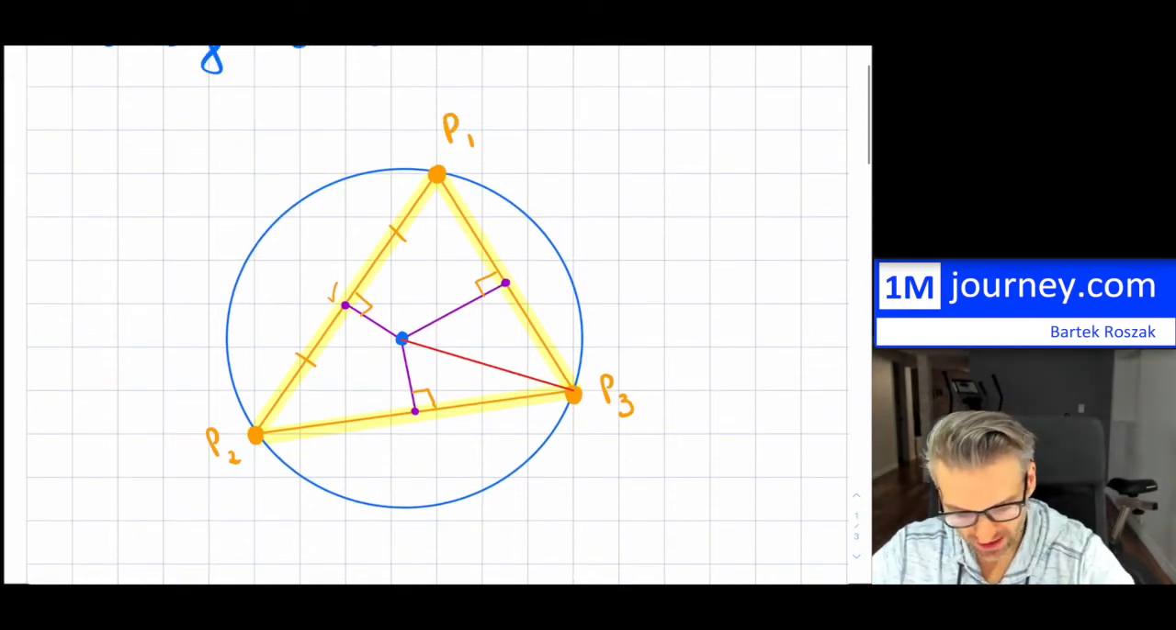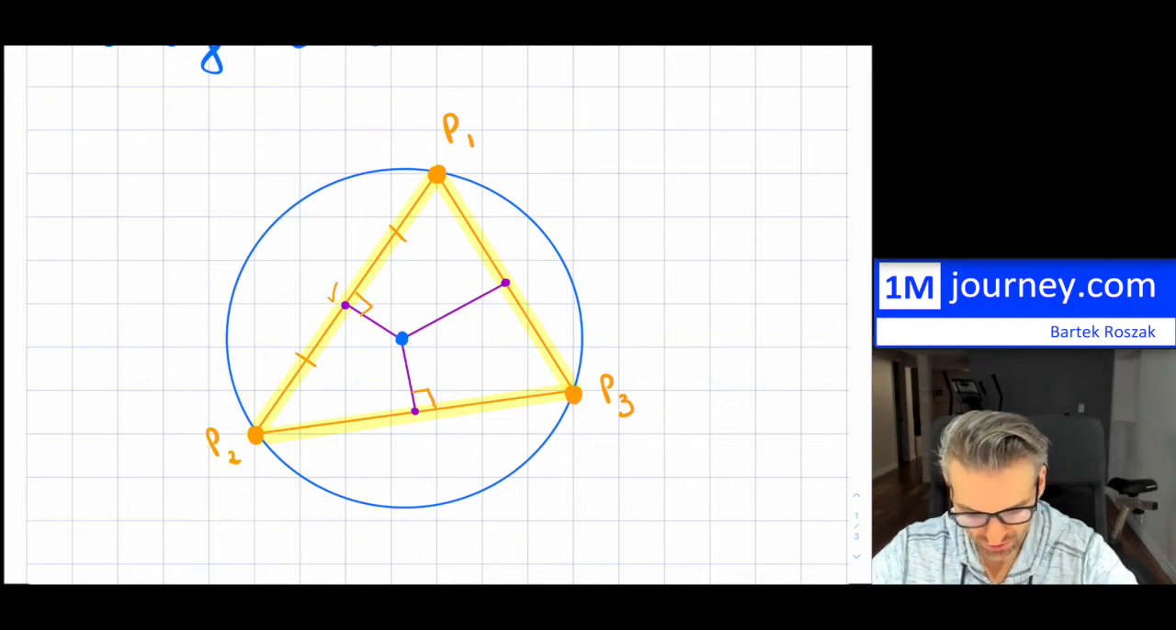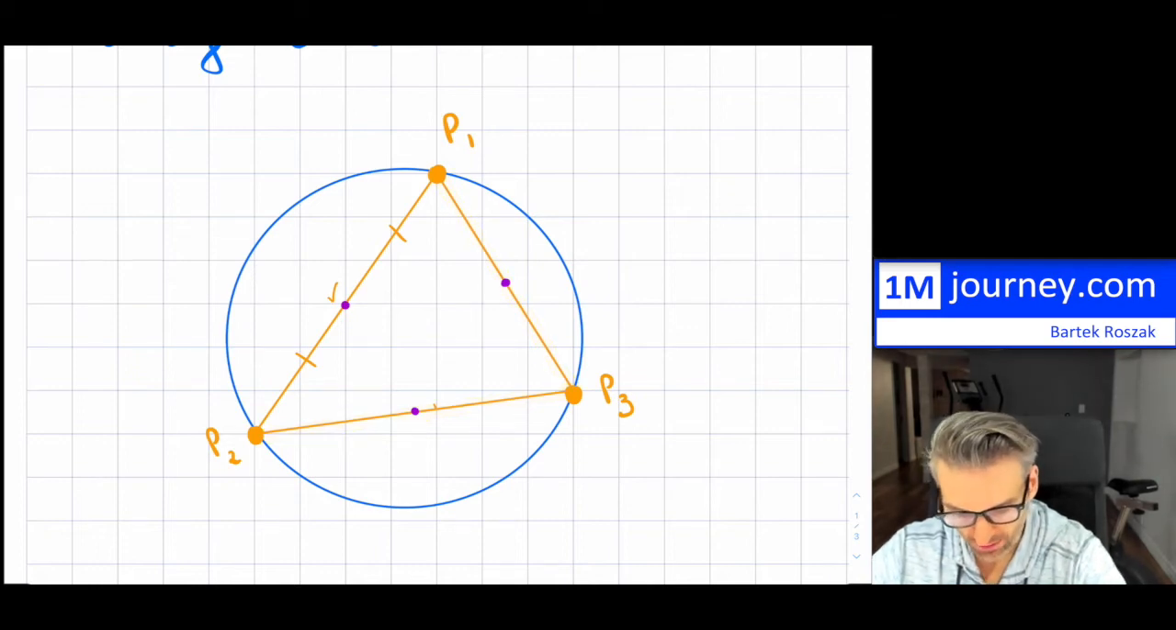I'm going to delete this right here just to clean it up a little bit. If I would take the same circle, but the points would have been something a little bit different, let's say one of the points was here and then one of the points was over here.